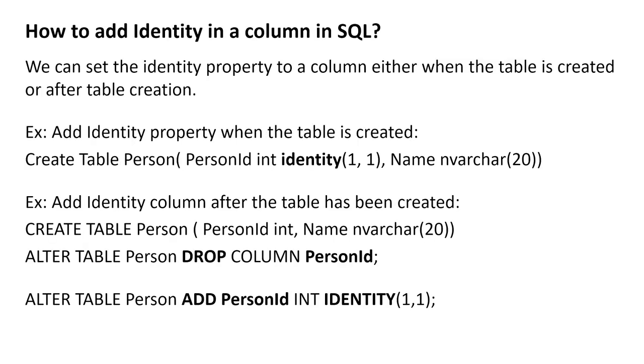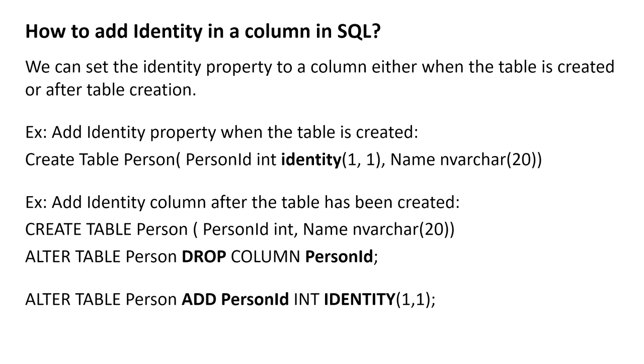How to add identity in a column in SQL? We can set the identity property on a column either when a table is created or after table creation. Example: add the identity property when the table is created. Create table person (ID int identity(1,1), name varchar(20)). So identity(1,1) means start with 1 and the increment value is 1.